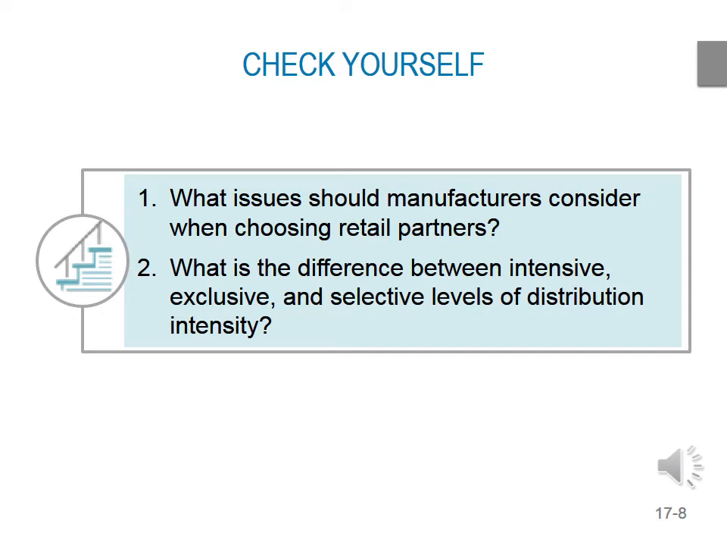An intensive distribution strategy is designed to get products into as many outlets as possible. Exclusive distribution policy grants exclusive geographic territories to one or few retail customers so that no other customers in the territory can sell a particular brand. Selective distribution uses a few selected retail customers in a territory to sell a product.